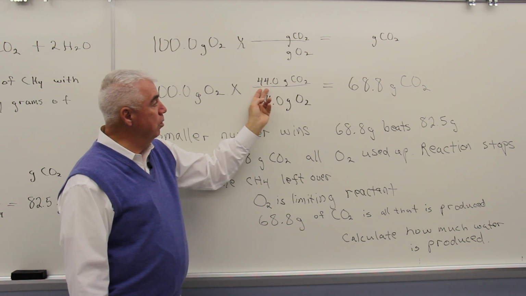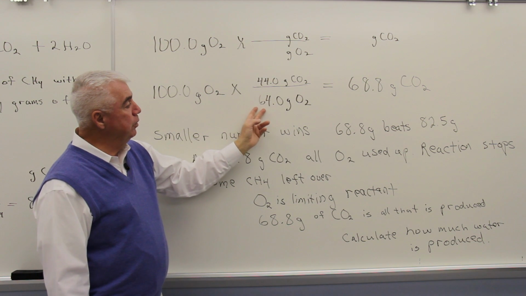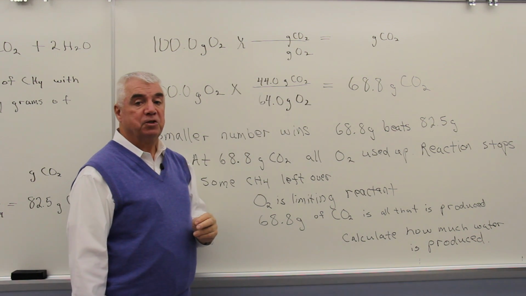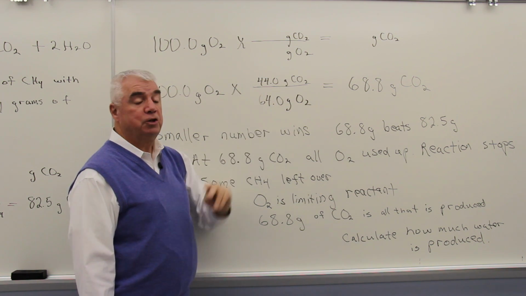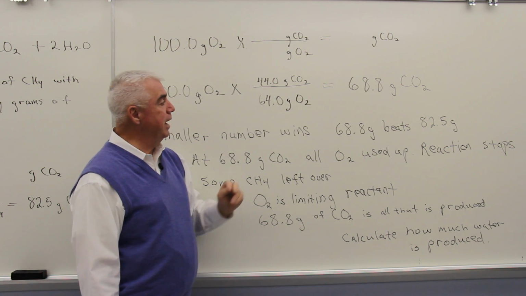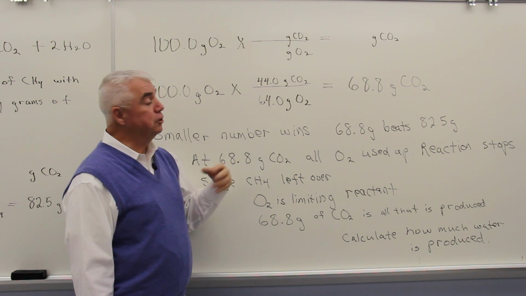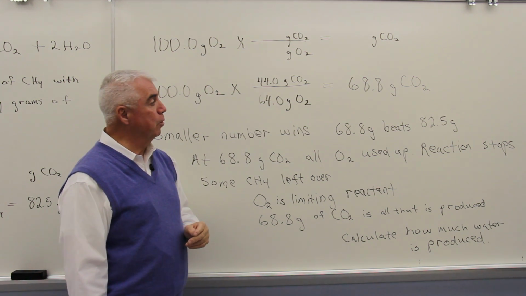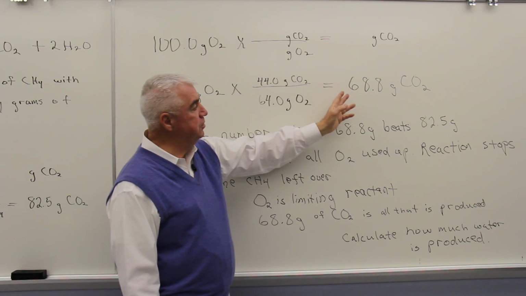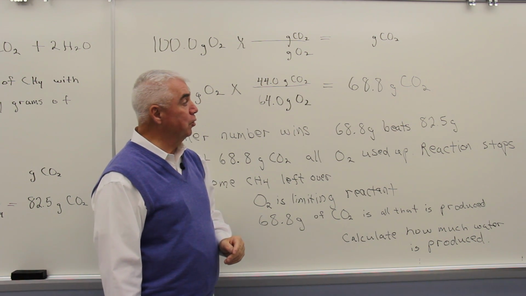As we did before, we have 44 grams of CO2 in the numerator. Down in the denominator, in the balanced chemical equation, there's a coefficient 2 in front of the oxygen. Oxygen is 16 atomic mass units. 2 oxygens would be 32. Then 2 moles of O2 would be twice that, or 64 grams. Multiplying this out, we get 68.8 grams of CO2.